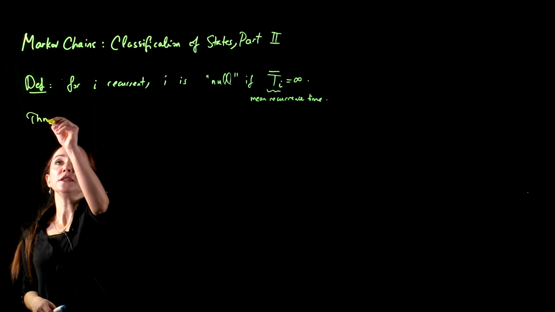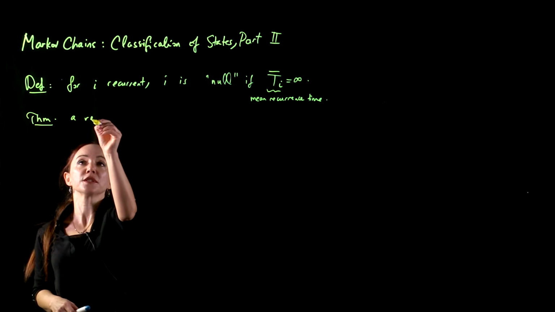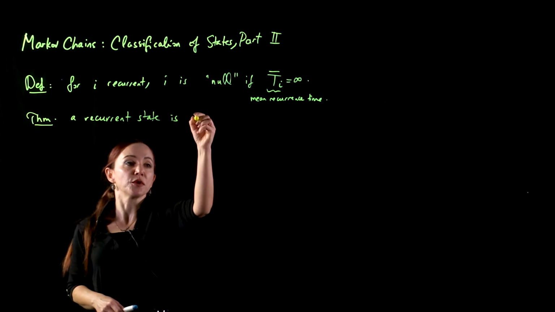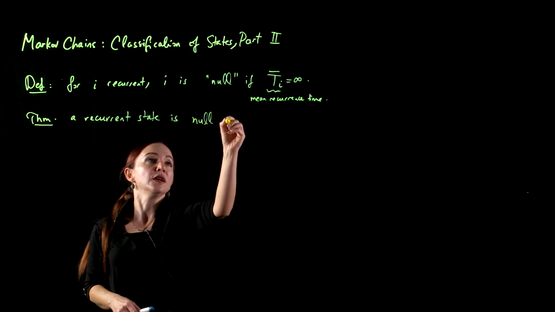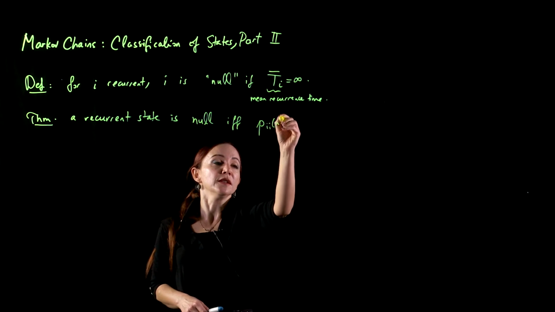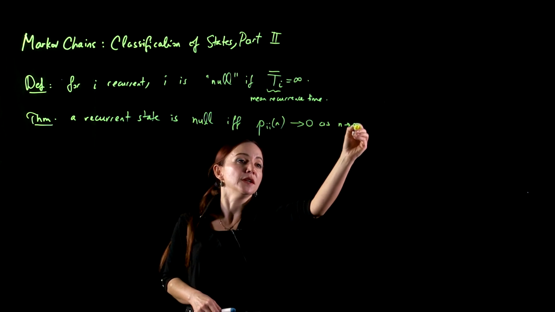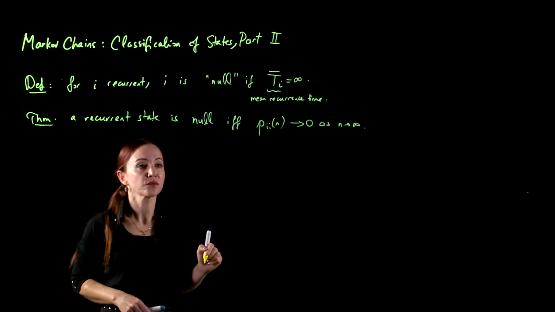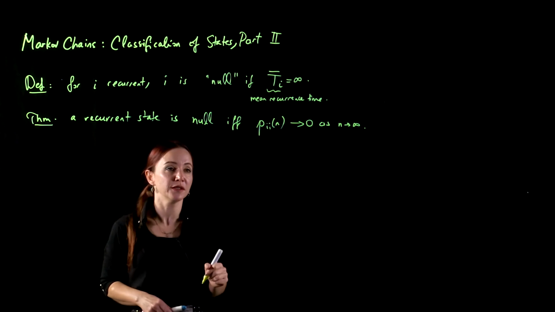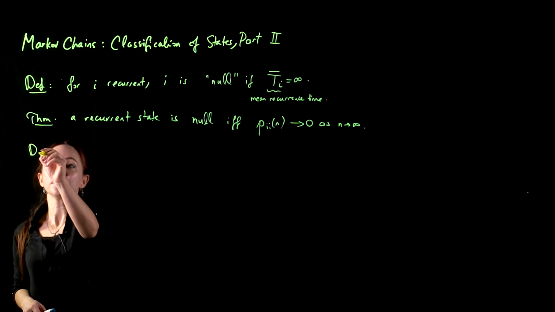Now, an immediate theorem that will follow from this definition is that a recurrent state is null recurrent if and only if p_ii of n goes to 0 as n goes to infinity. This is quite easy to prove, and I leave it as an exercise to you. Now, we will make another definition.